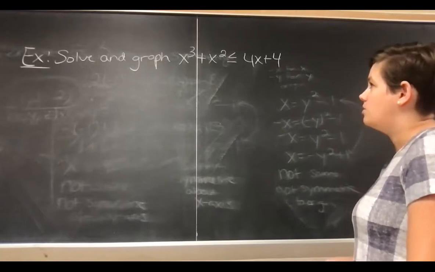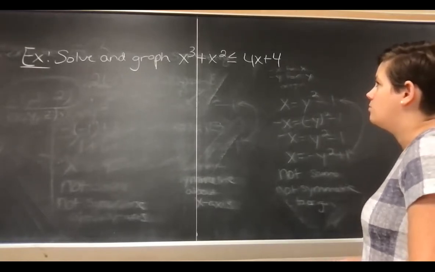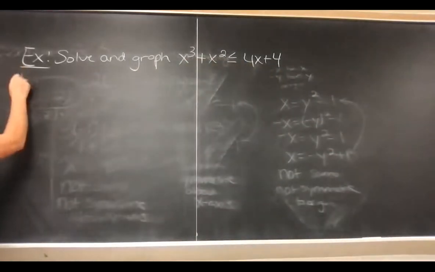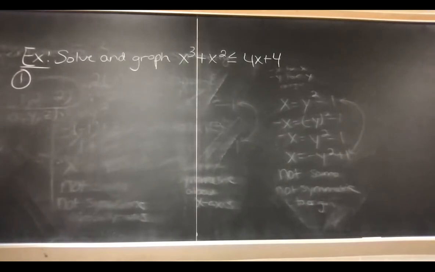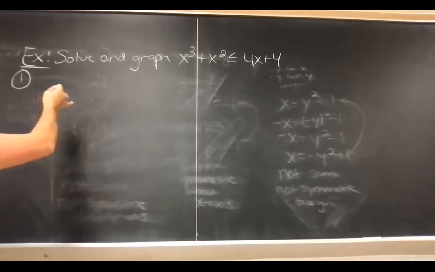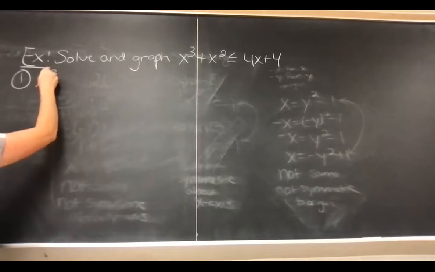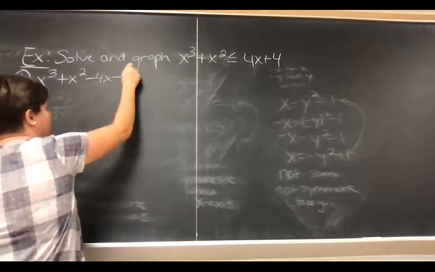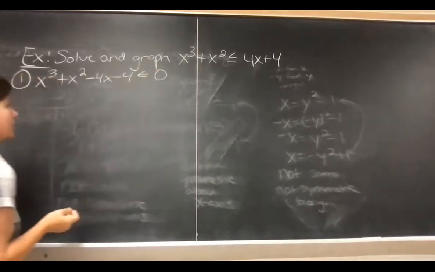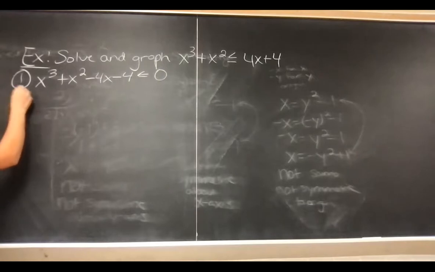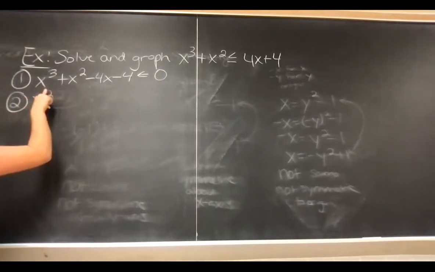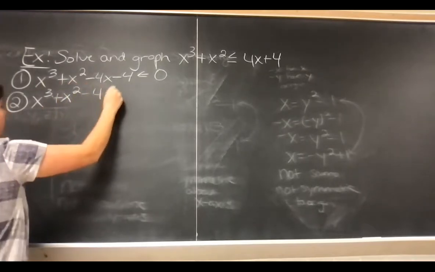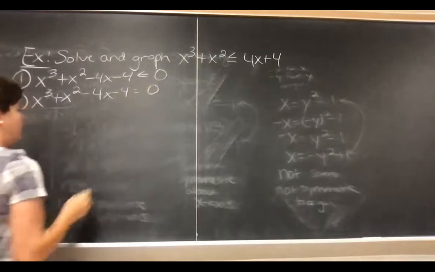All right, so we have x to the third plus x squared is less than or equal to 4x plus 4. Step 1 says I need to get everything on one side and 0 on the other. So I'm going to move everything over to the left side. So I have x to the third plus x squared minus 4x minus 4 is less than or equal to 0. Step 2 says I have to solve this like it's an equation instead of an inequality, so I can find my boundary points.